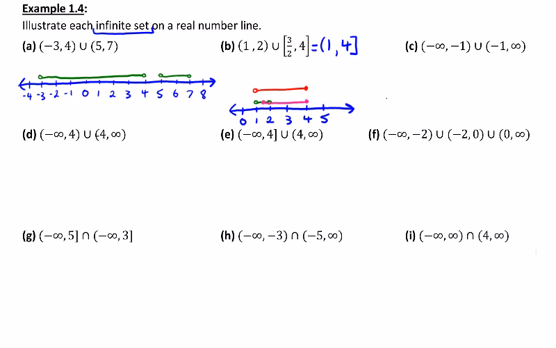Let's do the same thing for part C. So with part C, I need a number line. Put 0 in the middle this time. And if I look at the first set, this is an infinite set, but it is not bounded on the left. So I'll put an open circle at -1, and we'll draw all the real numbers going to the left.